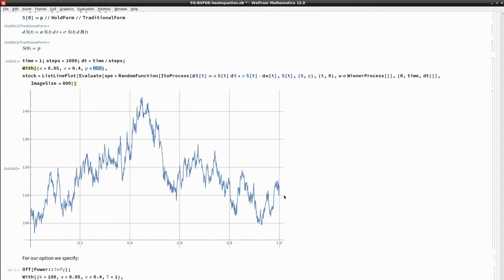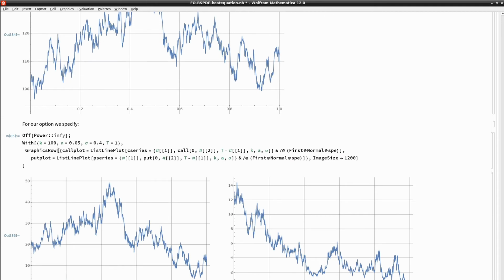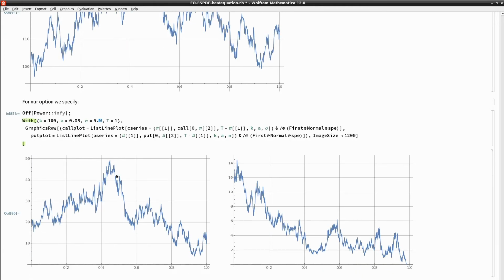Okay, let's make a note of this difference. It's $10. And for our option, we also specify a strike of 100. That was our starting stock price. The same 5% appreciation, 40% volatility. And now let's look at the call and put prices.